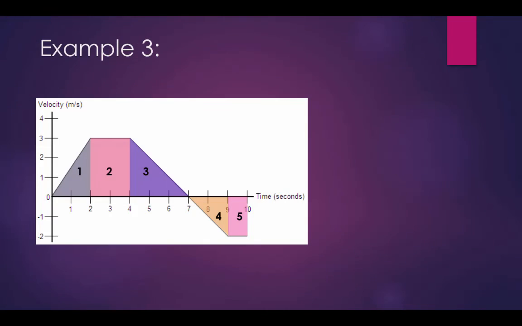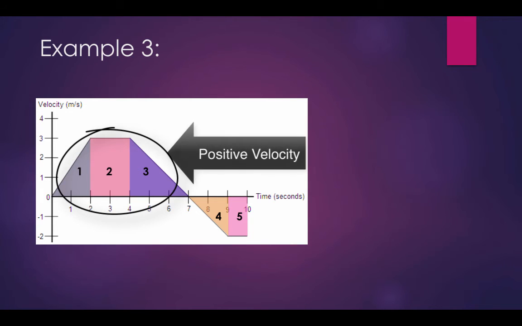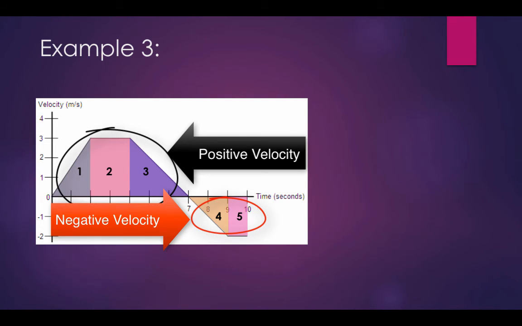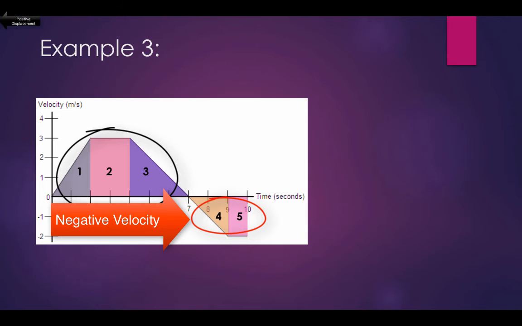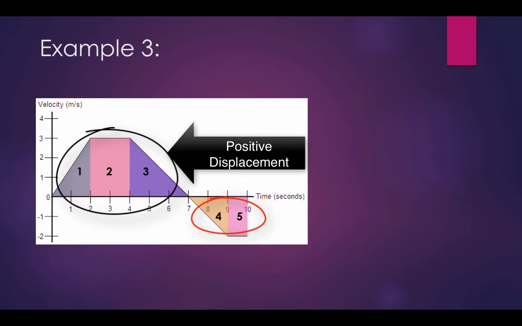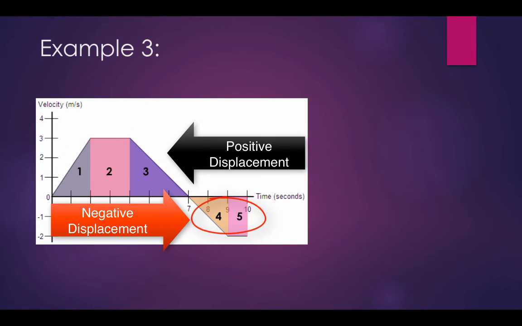If we take a look at this example one more time, we notice that in sections 1, 2, and 3, the object is moving in the forwards direction, although its speed may be varying. And in sections 4 and 5, the object is traveling in the reverse direction, again at varying speeds. To calculate total displacement, we will add the displacements from each of the 5 shapes. Forward distances will be positive displacement, while reverse distances will be negative displacement. So let's take a look at the calculations.